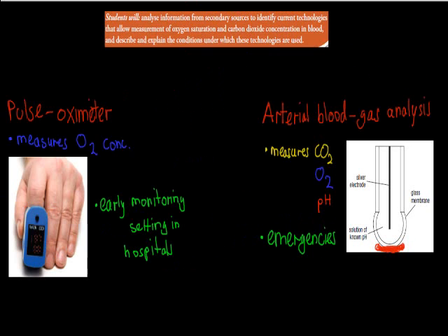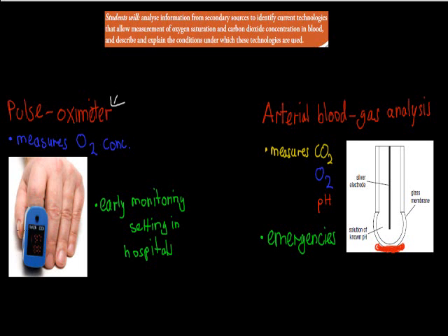Then we also had to analyze information from secondary sources to identify the technologies that allow measurements of oxygen saturation and carbon dioxide concentration in blood, and describe and explain the conditions under which these technologies are used. So this is two parts: identify the technologies, and why and where they're being used. So remember these two technologies: the pulse oximeter here, this one. That was the one that you put on your finger. It's like a clip, and it checks the color of your blood.